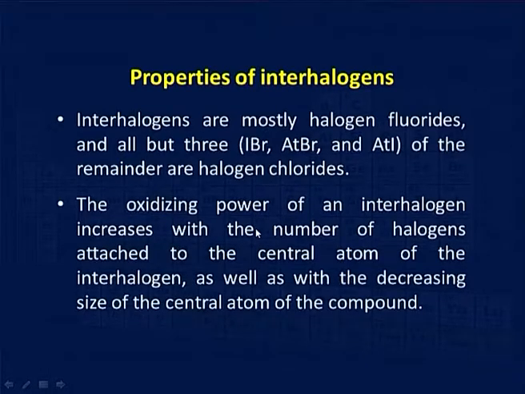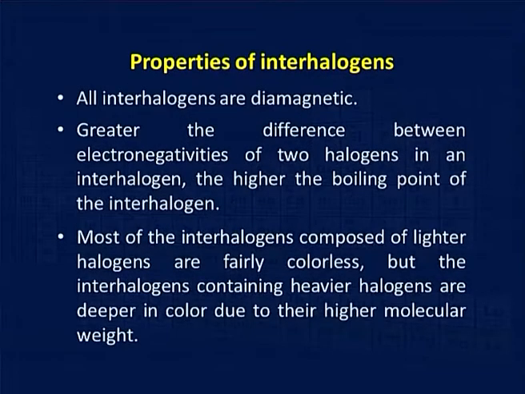The oxidizing power of an interhalogen increases with the number of halogens attached to the central atom of the interhalogen, as well as with the decreasing size of the central atom of the compound. All interhalogens are diamagnetic in nature.